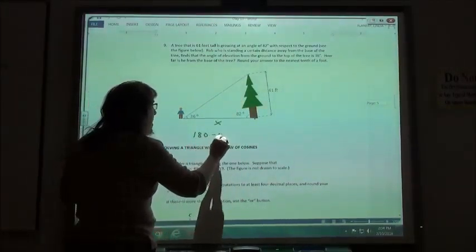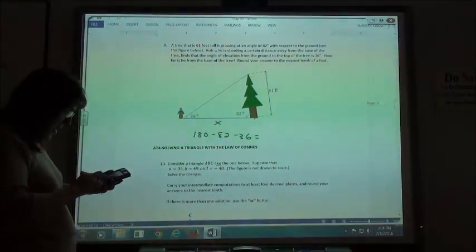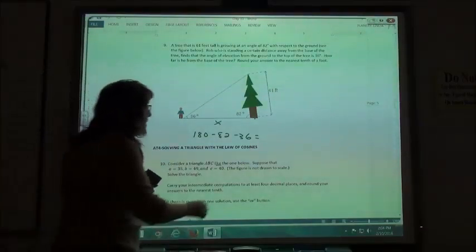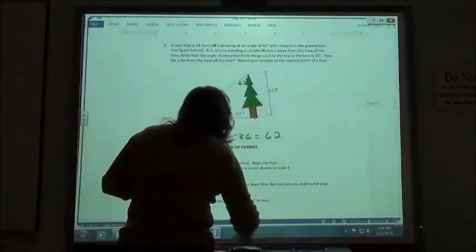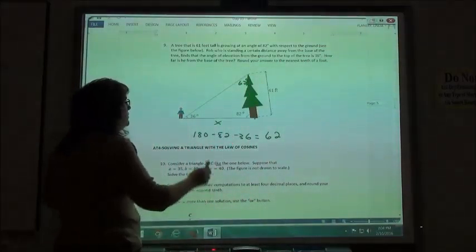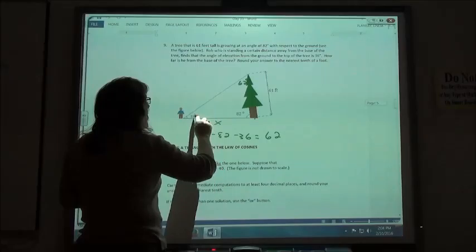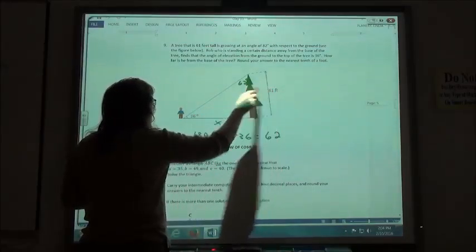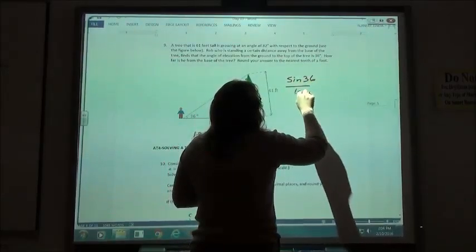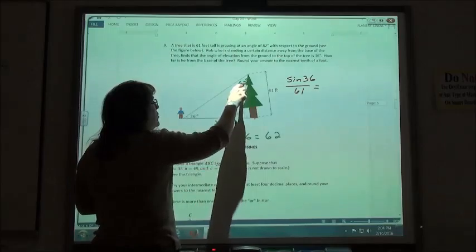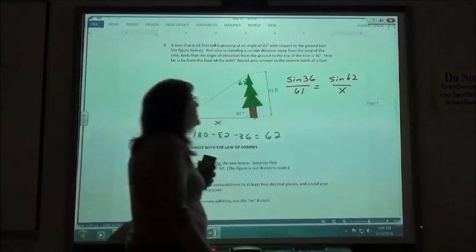So 180 minus 82 minus 36 gives me 62. So 62 degrees is how big that angle is up there. So I'm going to use the 61 with the 36, so sine of 36 over the 61, and then I want the x, so I have to use the 62, sine of 62 over x.